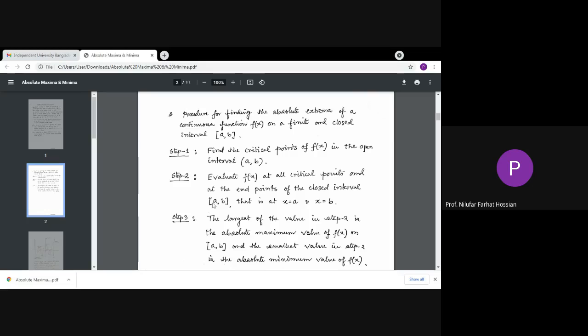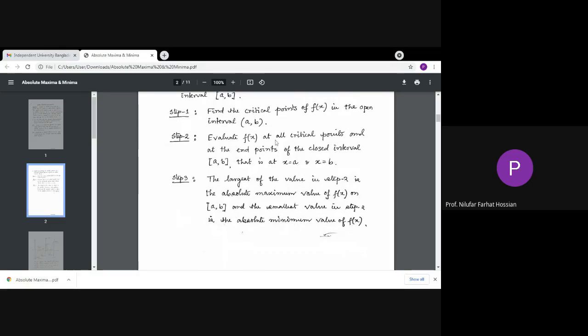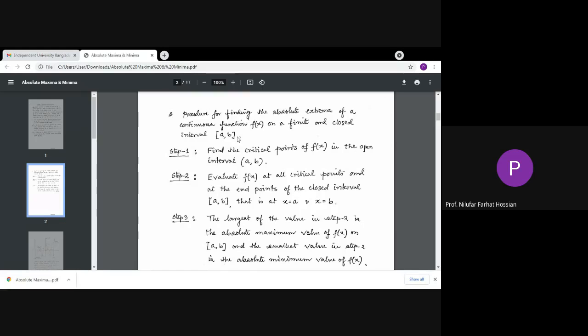That means find the value of the function at x equal to a, at x equal to b, and at all critical points. The largest of the values in step 2 will give you the absolute maximum value of f(x) on this interval, and the smallest value in step 2 will give you the absolute minimum value of f(x). So this is your working procedure if your interval is a closed interval [a, b], where a and b are both finite. But if a and b are infinite, then the procedure will be a little different.